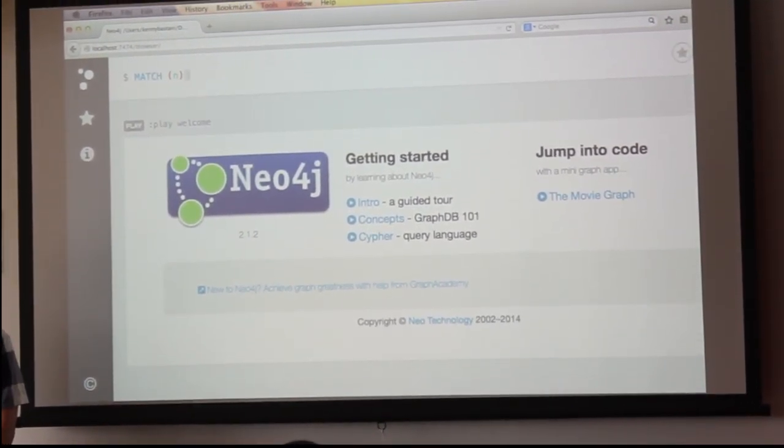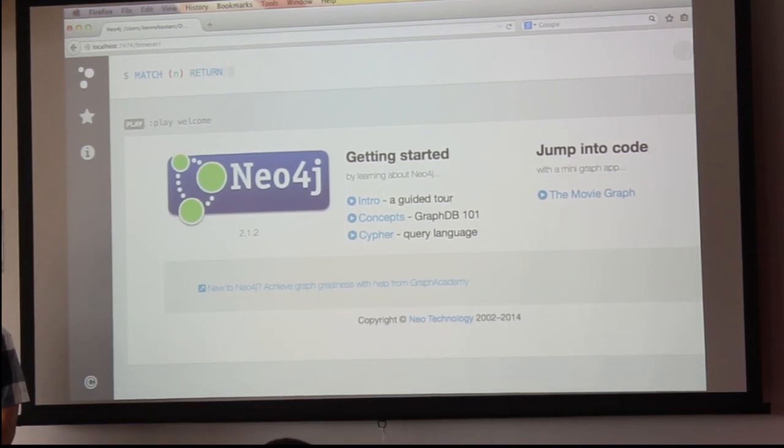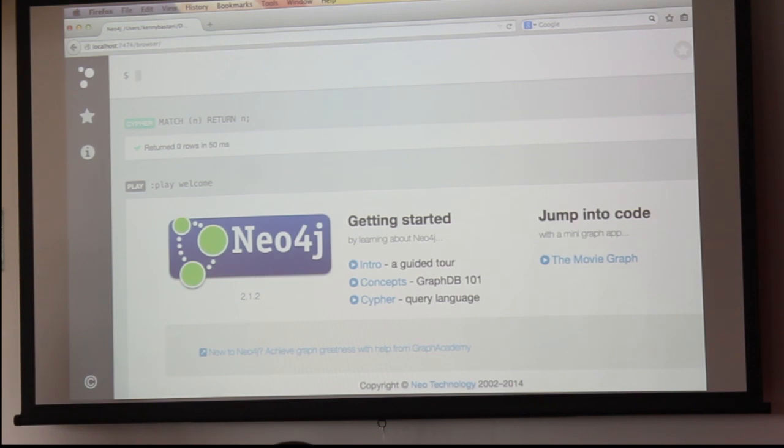If I do the all nodes query, which is match n, return n, hit enter, that executes the Cypher query, goes to the database, matches that pattern, returns back the results. Nothing in the database, so no results. So let's change that. Let's go ahead and add some data.